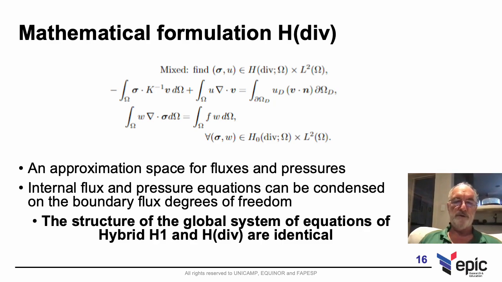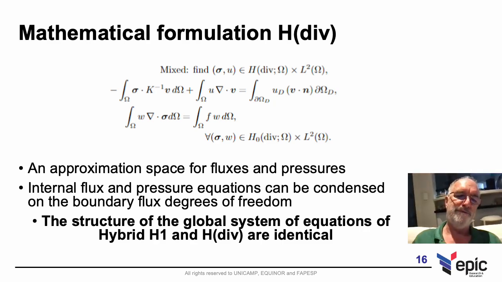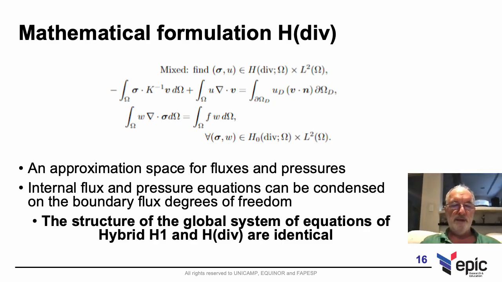So we have an approximation space for fluxes and pressures. Internal fluxes and pressure equations can be condensed on the boundary flux degrees of freedom. So the structure of the global systems of hybrid H1 and HDiv are absolutely identical.